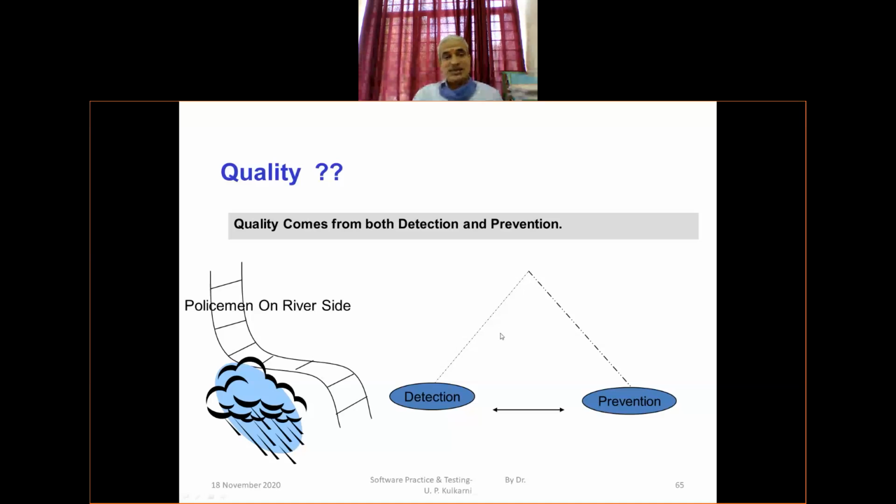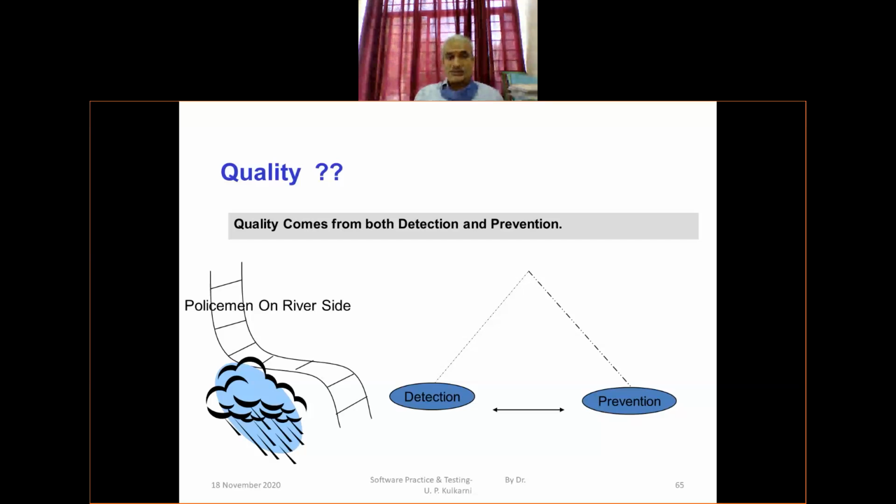There are two terms that we use. One is detection and another one is prevention. These are two different terms that are being used. For that, there is a standard story. Policemen on the riverside. I'll tell the story.